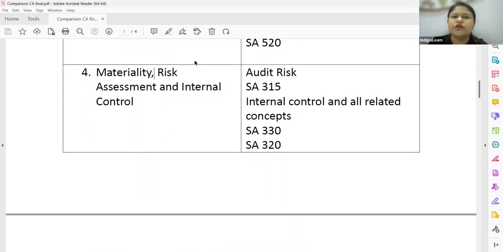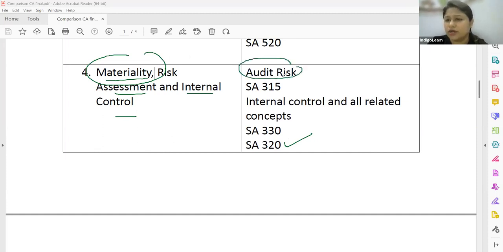All right. Then the fourth chapter, which earlier was risk assessment, internal control. They are having a new chapter now, materiality, risk assessment, internal control. So with the very name materiality, you'll understand SA 220, 320 will be discussed here. Then audit risk, totally about the components of the audit risk will be discussed with SA 315. About internal controls, the meaning of it, the components of internal control, inherent limitations of internal control, all the related concepts we are going to study as a part of this chapter.